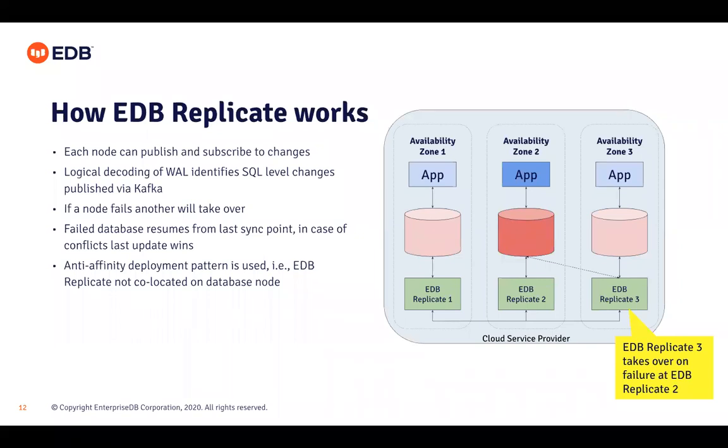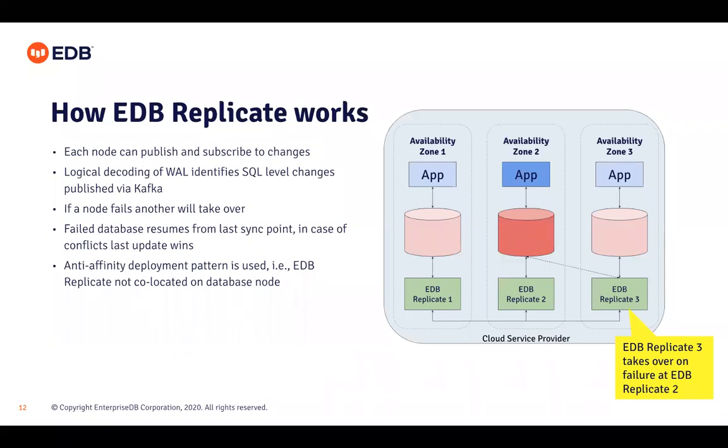But in any event, if a database fails, it'll resume from the last sync point when it recovers and continue. And in the case of any conflicts, we do support row level update conflicts, so the last update will be applied. So we are maintaining consistency across all of those databases as well. And lastly, I just want to mention we're using an anti-affinity deployment pattern, which is where we can scale out Replicate. It's not co-located on the database node. So that's just a final point there.